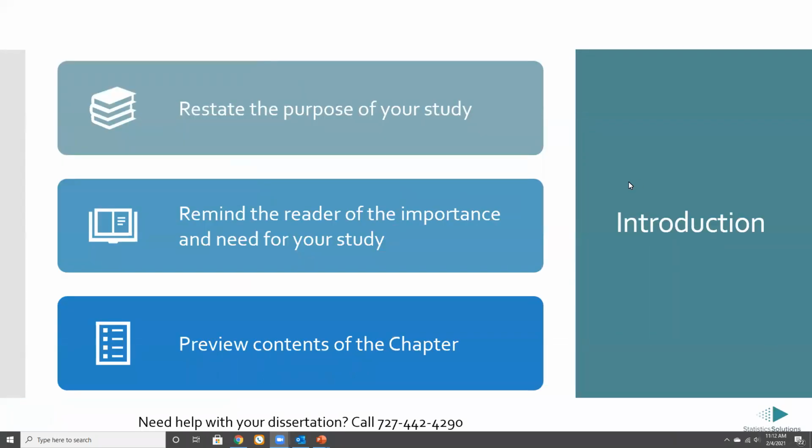All right, the introduction. Like any introduction for any chapter, you want to orient your reader. So it's always a good idea to restate the purpose of your study, why your study is important to conduct, and remind the reader of the need for your study. And you could preview the contents of the chapter, the sections, if you want.